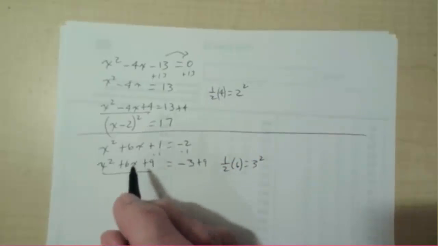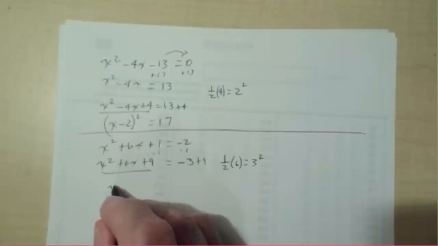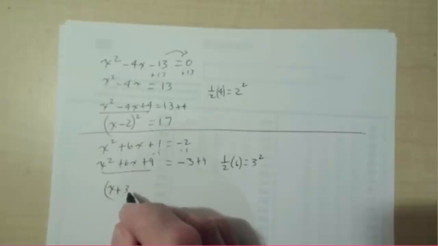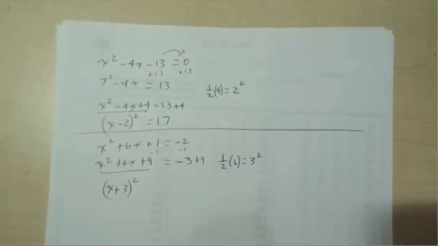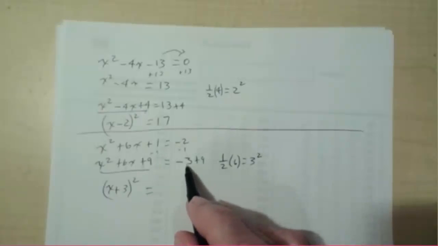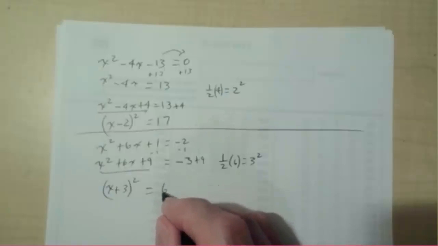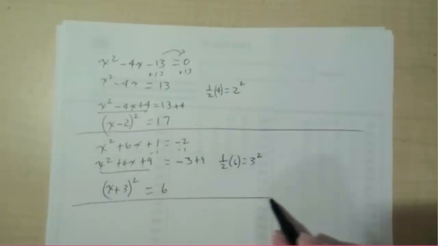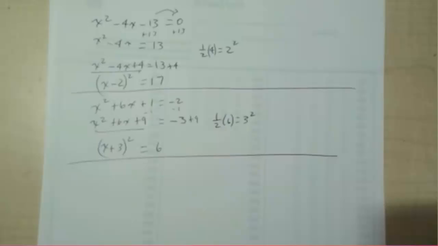This is a perfect square because we made it that way. It's x plus 3, all squared, equals negative 3 plus 9 is 6. Right? Right. Okay.